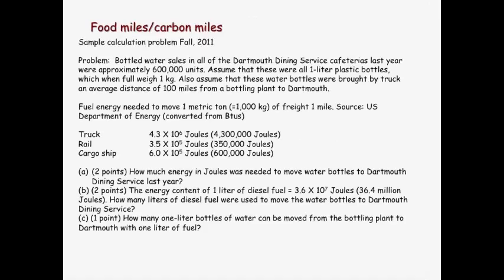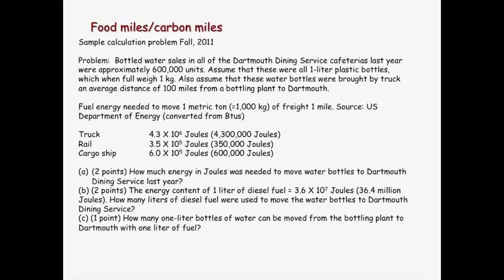And then here's one. When I talk about food miles and carbon miles in my class, when I talk about energy and when I talk about food, I use some real data. I found out how many water bottles the Dartmouth Dining Service cafeterias bought last year. It was 600,000 water bottles. And I made the assumption they were 1 liter plastic bottles, and 1 liter weighs 1 kilogram when it's full of water. And I assume they were brought by truck, an average of 100 miles from a bottling plant to Dartmouth, I don't know, in Massachusetts somewhere.